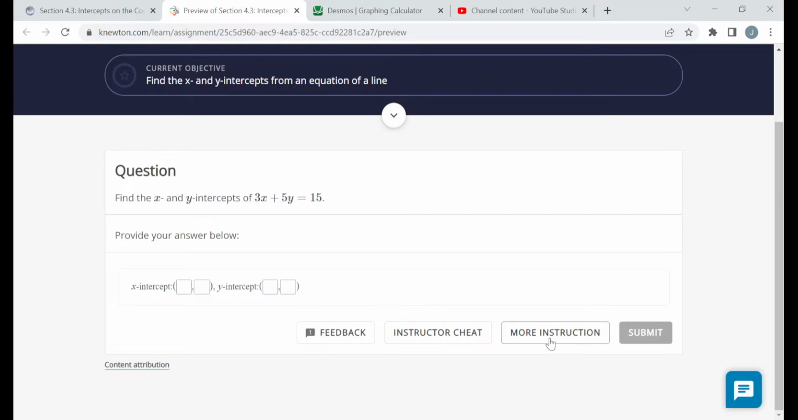But you will have a more instruction button. If you're struggling with a topic, click on this and it'll take you to a page with some reading or videos to study, and then you'll be given questions related to that instruction, and completing those questions will progress you through the assignment.